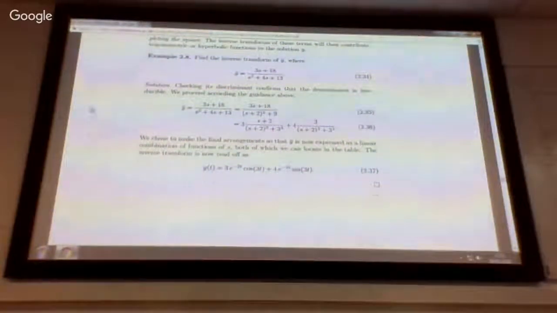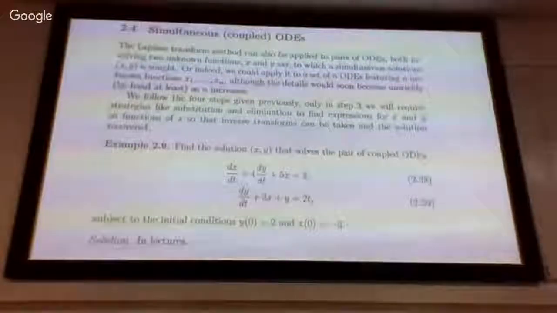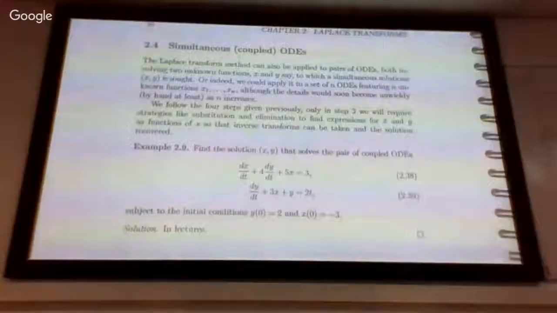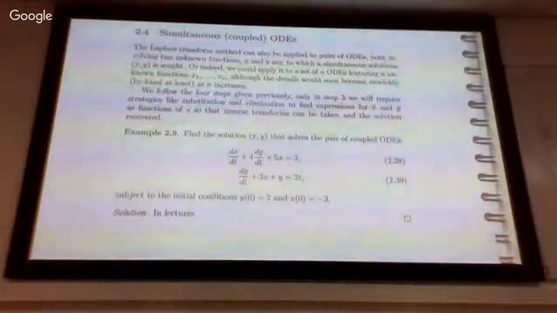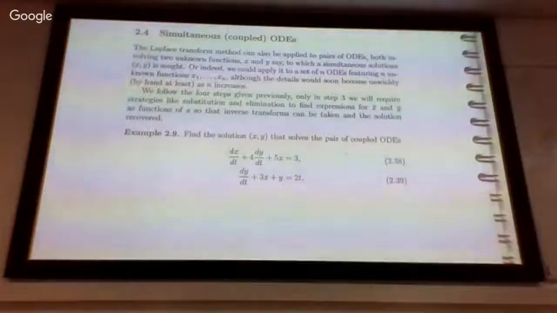Okay, let's start working through some more examples here. So I'll switch to the overhead. So we come across section 2.4, which is the top of page 50 here, and this is a pair of simultaneous ODEs. So there's nothing more we need. We already have all the tools that can deal with a simultaneous pair of differential equations.